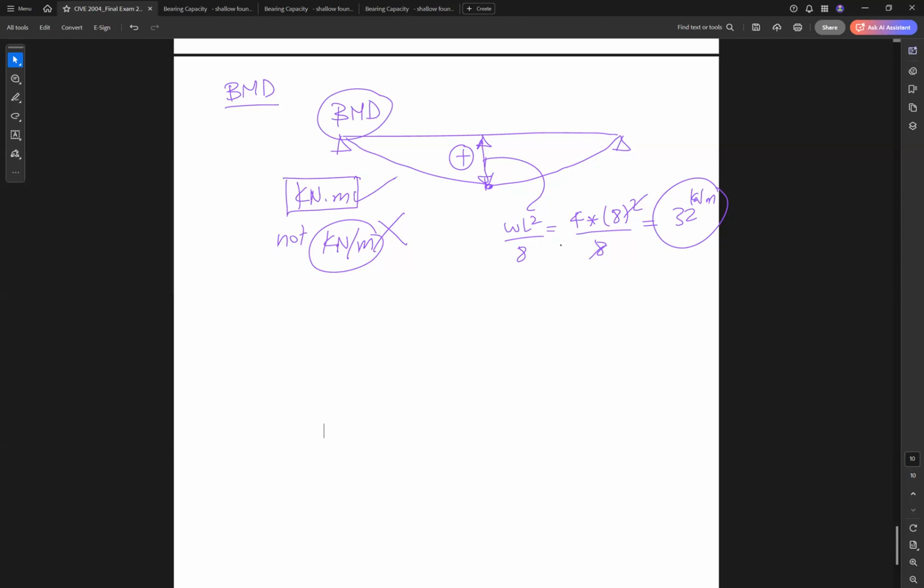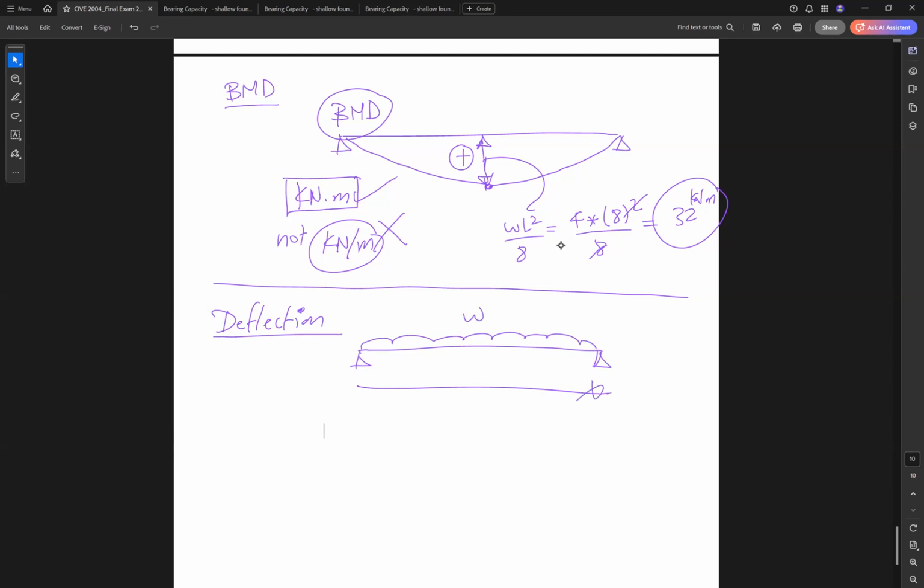Okay. One extra, not highly expected in the test, but just a reminder for you. How can we find the deflection for the same beam? You don't know? Okay. If we have a load of W and the beam span is L, the maximum deflection delta equals 5 W L to the power 4 divided by 384 E I.